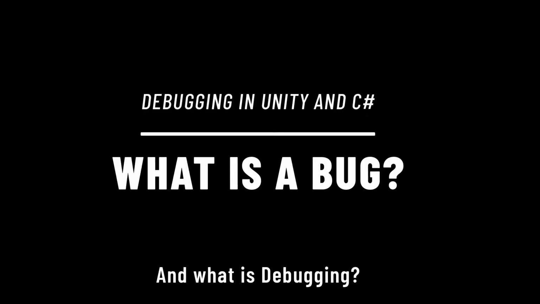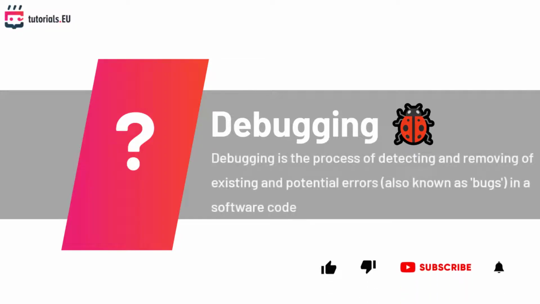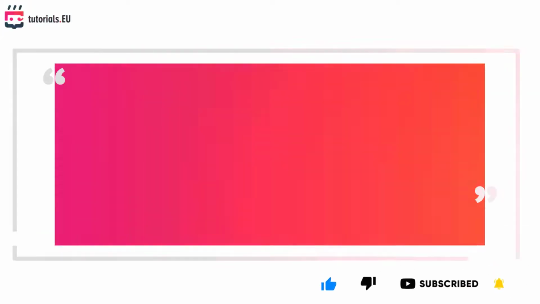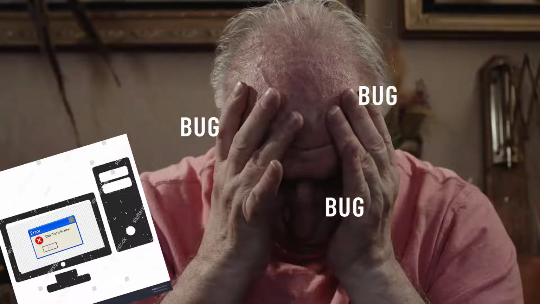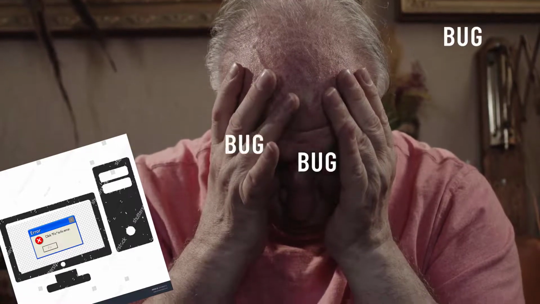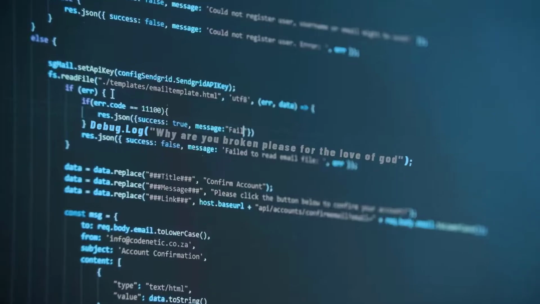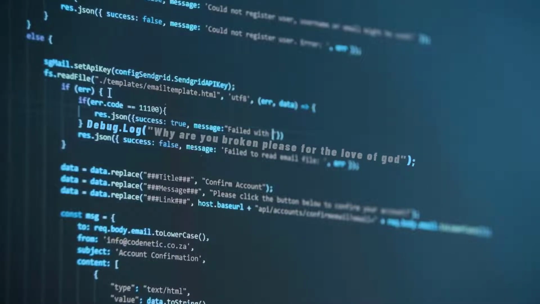So, what does debugging mean? Debugging is the process of detecting and removing existing and potential errors, also known as bugs, in software code. Bugs can cause our software to behave unexpectedly or crash. To prevent incorrect operation of a software or system, debugging is used to find and resolve bugs or defects.